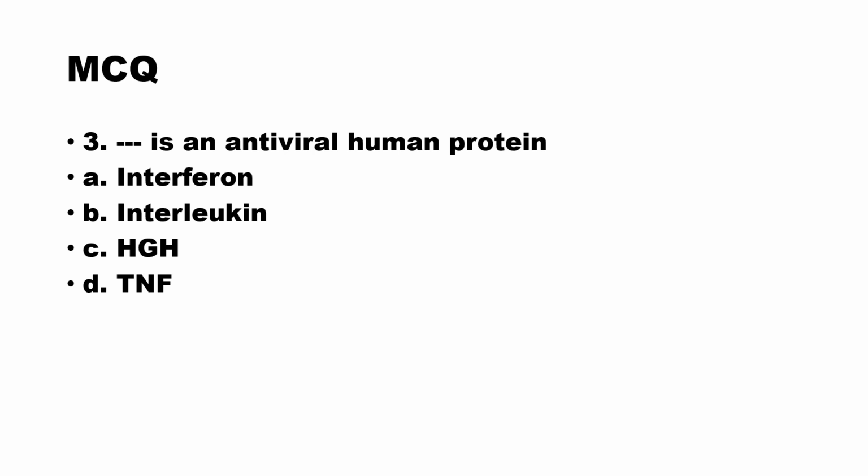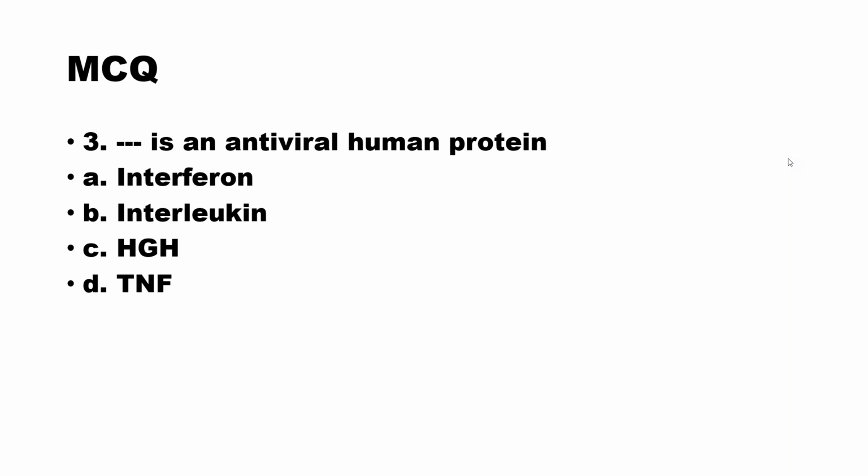The third and final question goes to Anaka. Dash is an antiviral human protein. Options: interferon, interleukin, HGH, TNF. Anaka, Dash is an antiviral human protein. Your option: A, B, C, or D. Antiviral. I have used the same term while I was taking class. Any answer from Anaka?